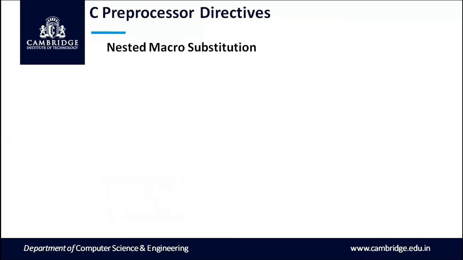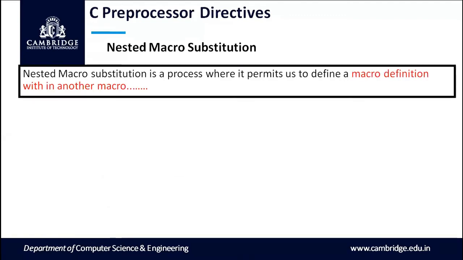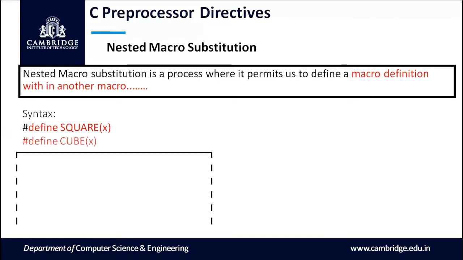So next we'll see nested macro substitution. The meaning of nested: we are going to define a macro within another macro. So we'll see how exactly we can do this. Your syntax goes like this: define square of x, define cube of x. So like this, the syntax will be there.